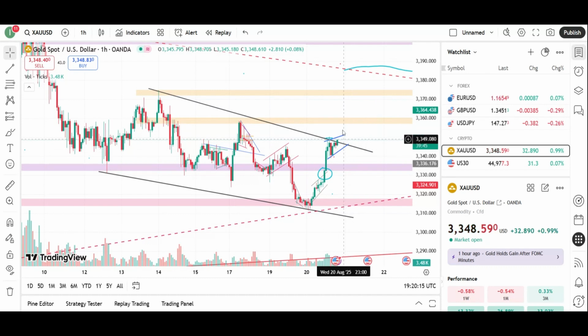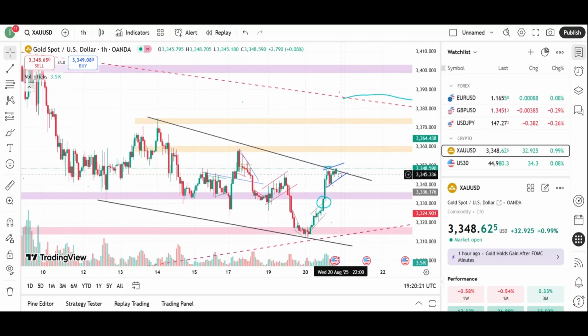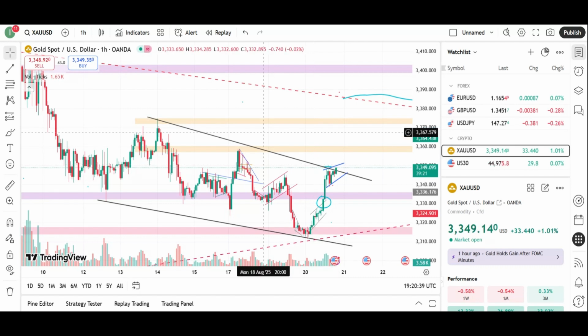I'm looking at two trades here, buying or selling. If I want to buy, I will have to wait until it breaks the resistance and support level here. Once it breaks, we have to wait again and make sure that we have all time frames in the same direction. This is the 1 hour time frame.